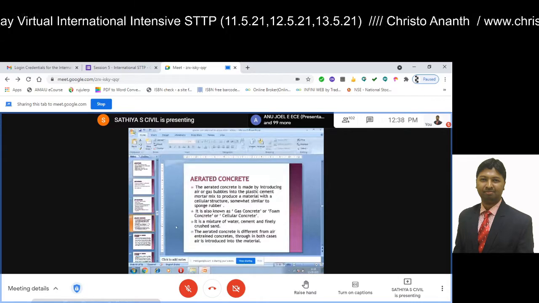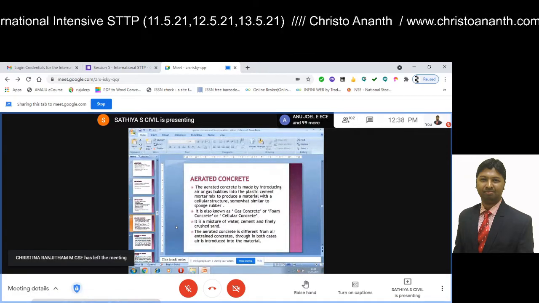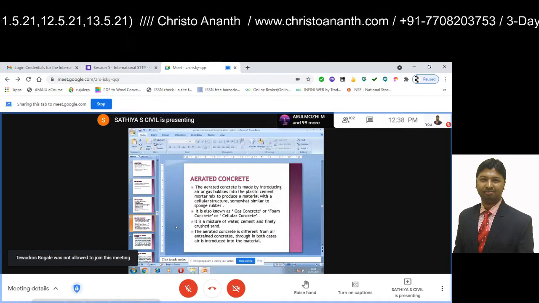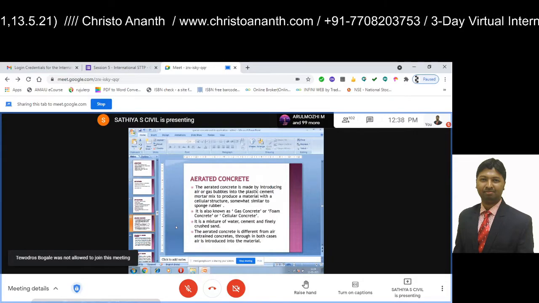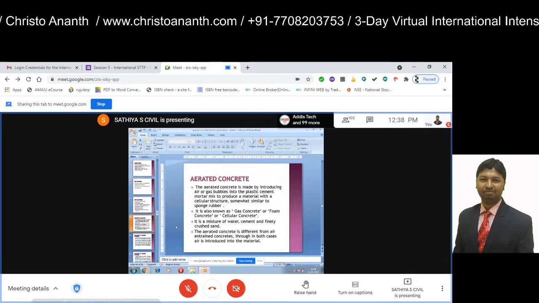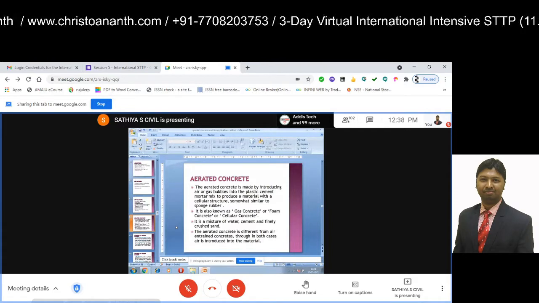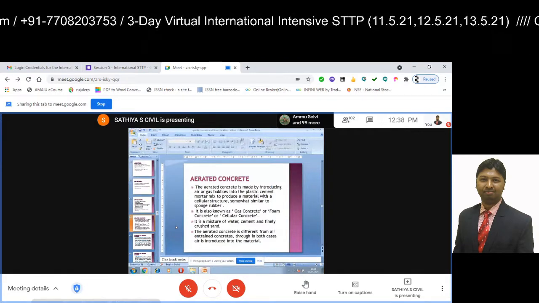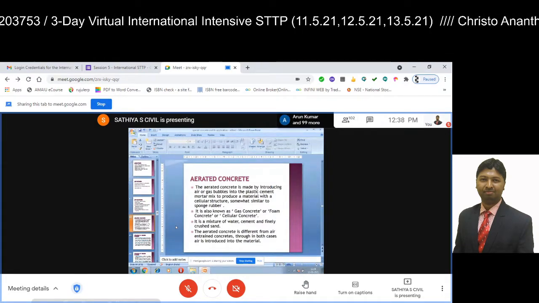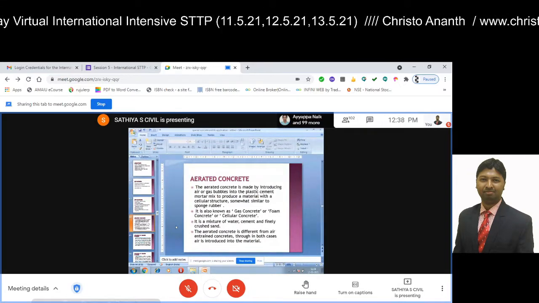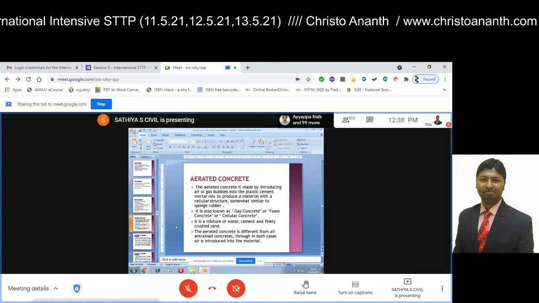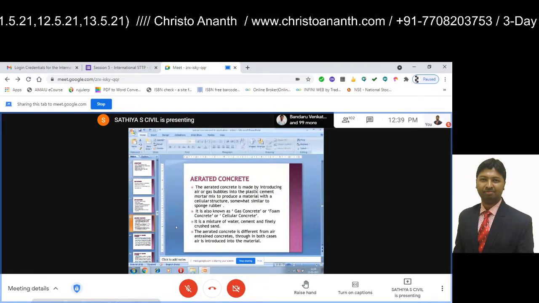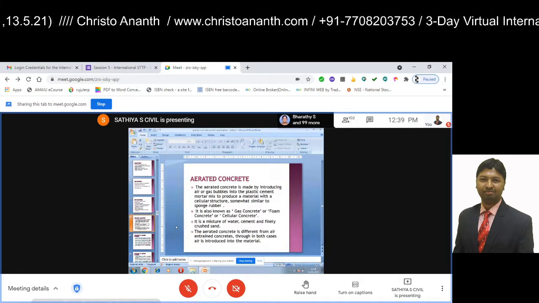The next type of special concrete is aerated concrete. The aerated concrete is made by introducing air artificially. Gas bubbles are introduced into plastic cement mortar mix to produce a material with a cellular structure somewhat similar to sponge rubber. This is because we are adding air bubbles artificially into the normal concrete. It is also known as gas concrete, foam concrete, or cellular concrete. It is a mixture of water, cement, and finely crushed sand.